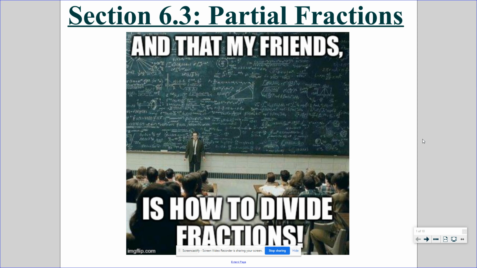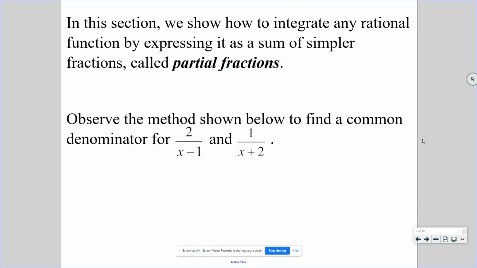Hey guys, we're going to start section 6.3, which is partial fractions. This is one of my favorite topics in Calculus BC. Okay, so it says in this section we show how to integrate any rational function by expressing it as a sum of simpler fractions called partial fractions.